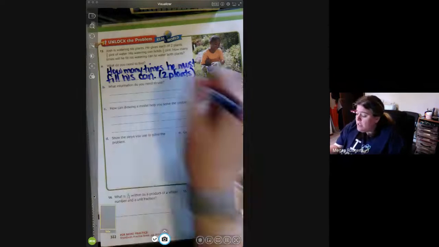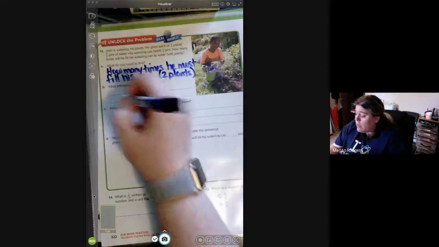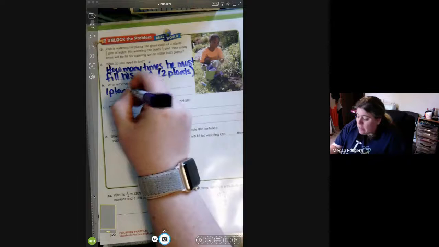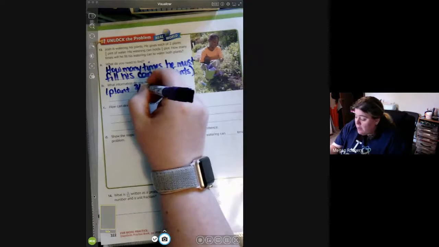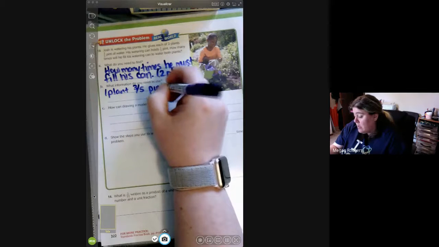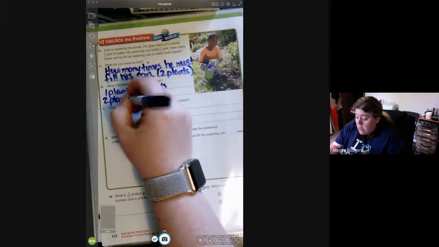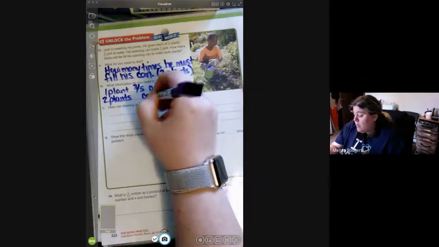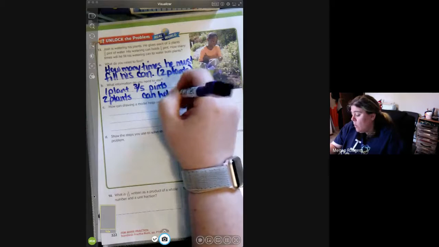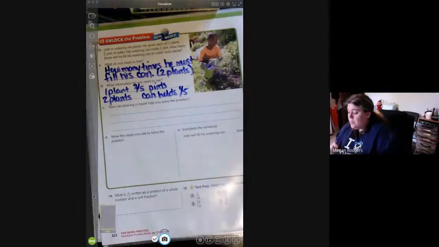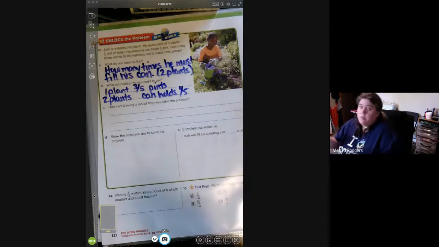So what information do we need to use? Okay, well, we need to use that one plant needs 3/5 pints. We need to know that there are 2 plants. And we need to know that the can holds 1/5 of a pint. So how can a drawing or a model help you solve this problem?